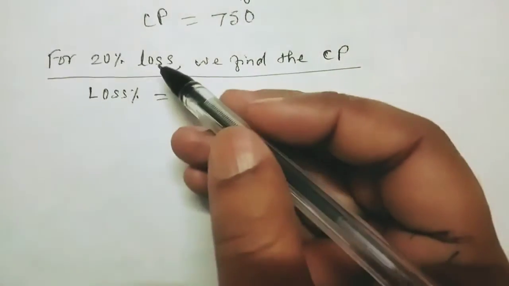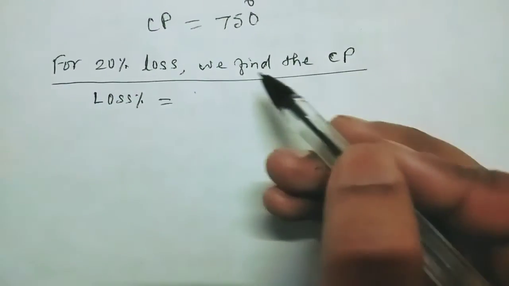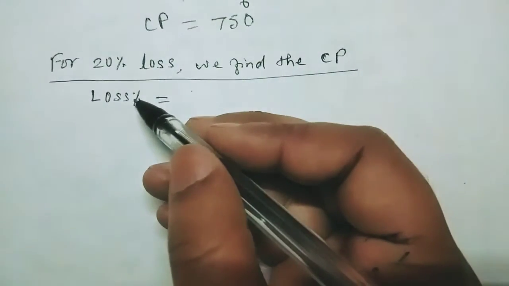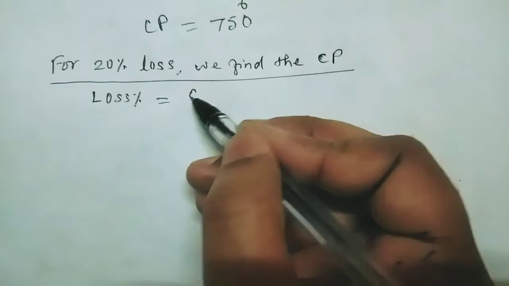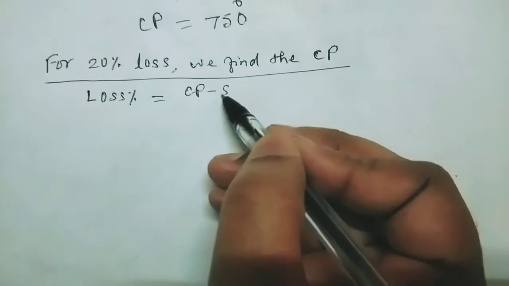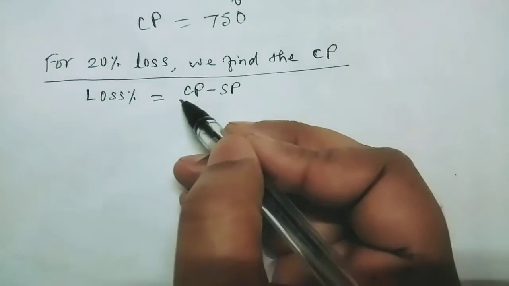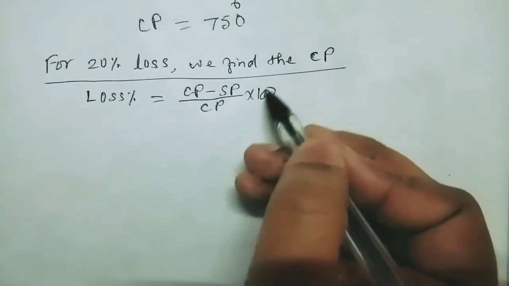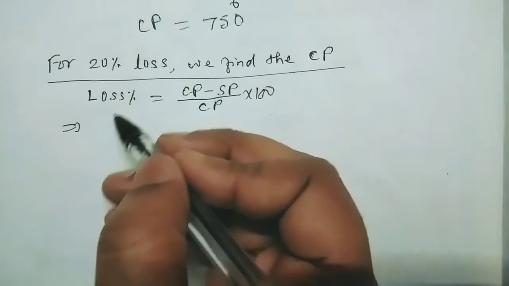Okay student, you can see now for 20% loss, we find the CP. So for loss, what is the loss percent formula? Loss percent equal to CP minus SP, because now CP is greater in loss. CP minus SP divided by CP into 100. Now we'll put all the values and do the calculation like that only.